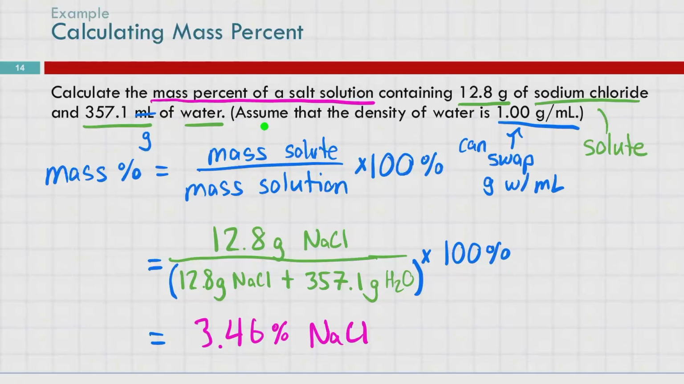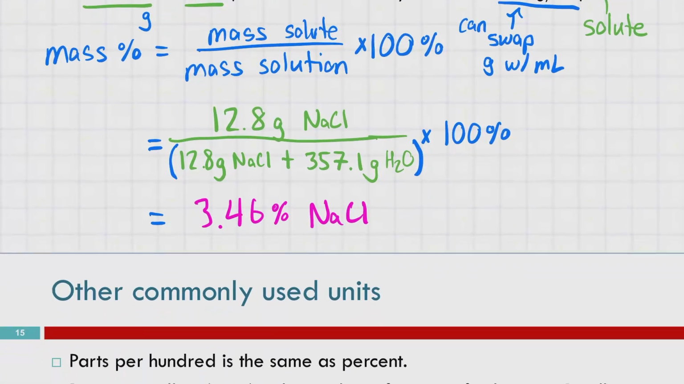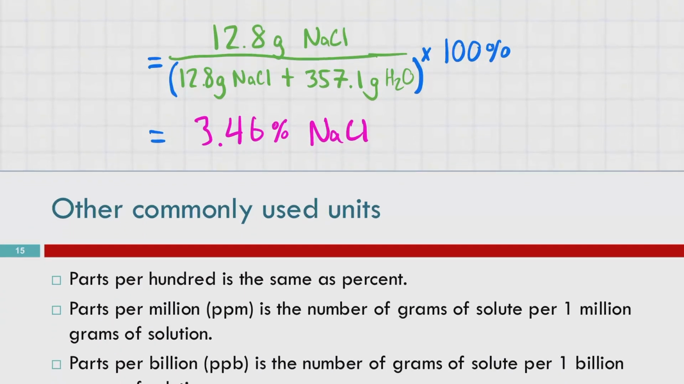And we used our formula: mass of solute, that's the mass of the sodium chloride, divided by the mass of the solution. When you add the sodium chloride into the water, it doesn't just get vaporized or Thanos snapped out of existence. It's still there, it's in the solution. And so we have to add the mass of our sodium chloride to the mass of our water to get the mass of the solution. And then we multiply by 100% because it's a percent, mass percent. And we got 3.46% sodium chloride.